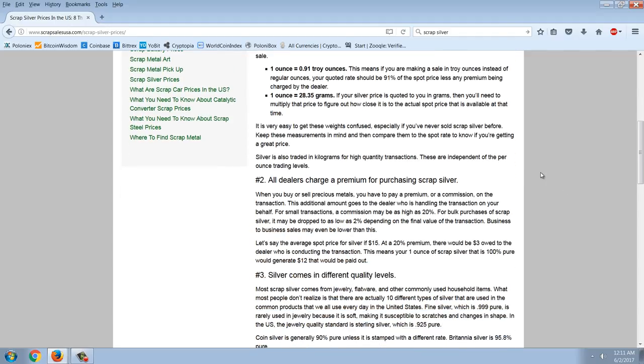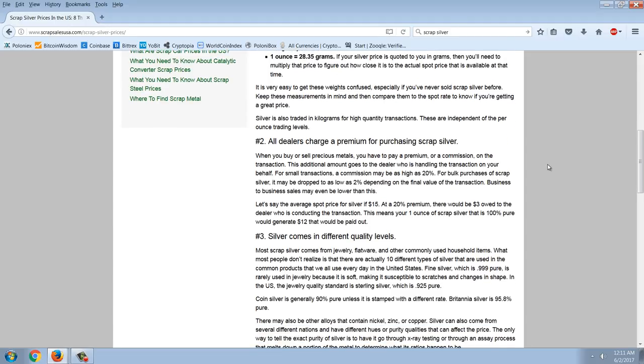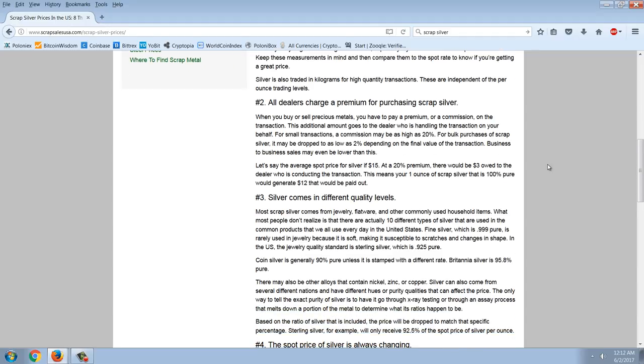Number two, all dealers charge a premium for purchasing scrap silver. When you buy or sell precious metals, you have to pay a premium or a commission on the transaction. This additional amount goes to the dealer who is handling the transaction on your behalf. For small transactions, a commission may be as high as 20%. For bulk purchases of scrap silver, it may drop as low as 2%. Depending on the final value of the transaction, business-to-business sales may be lower than this.